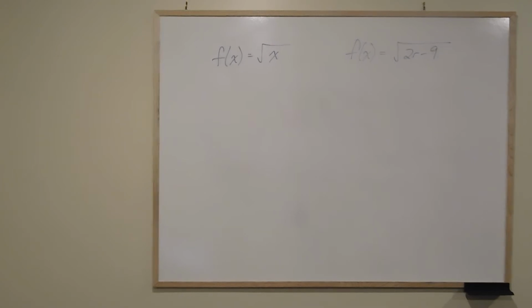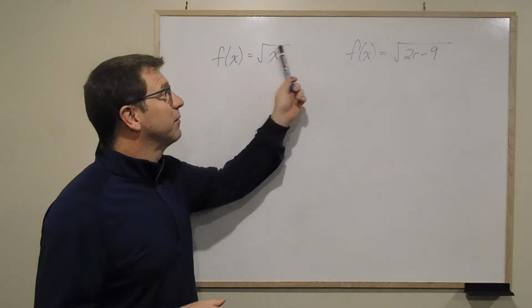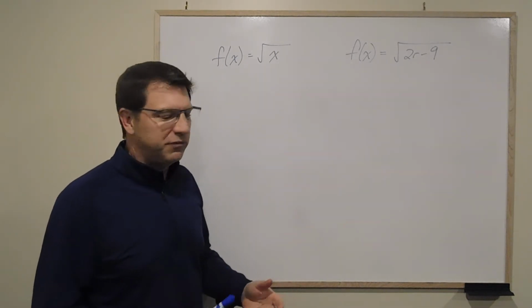Okay, if we look at these, they are called root functions. And why they're called root functions is because they have a square root. If they had a cube root or a fourth root, any type of root, they'd be called a root function.